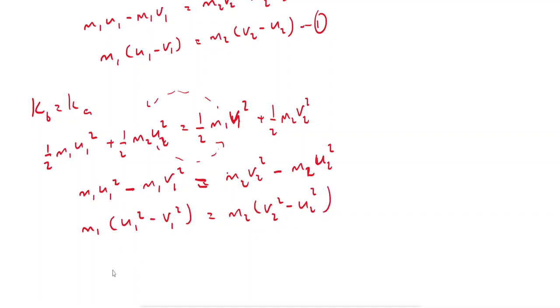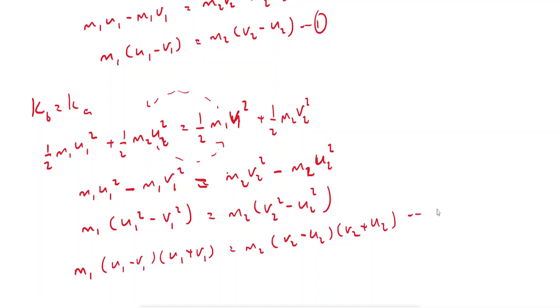All right, so I have this situation here. Now again, you can probably predict that this is a difference of two squares, so it's going to be (u1 minus v1) and then (u1 plus v1). And then this one is going to be m2 (v2 minus u2) and then (v2 plus u2). All right, so you just have a situation like that. I think this is the best that you could do, and then you could just say this is equation 2.